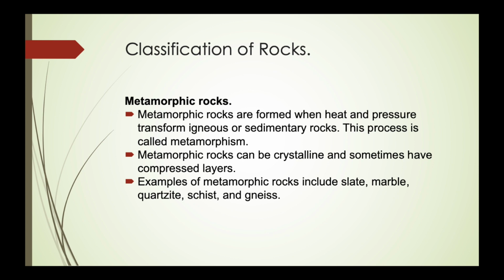Metamorphic rocks. Metamorphic rocks are formed when heat and pressure transform igneous or sedimentary rocks. This process is called metamorphism. Metamorphic rocks can be crystalline and sometimes have compressed layers. Examples of metamorphic rocks include slate, marble, quartzite, schist, and gneiss.